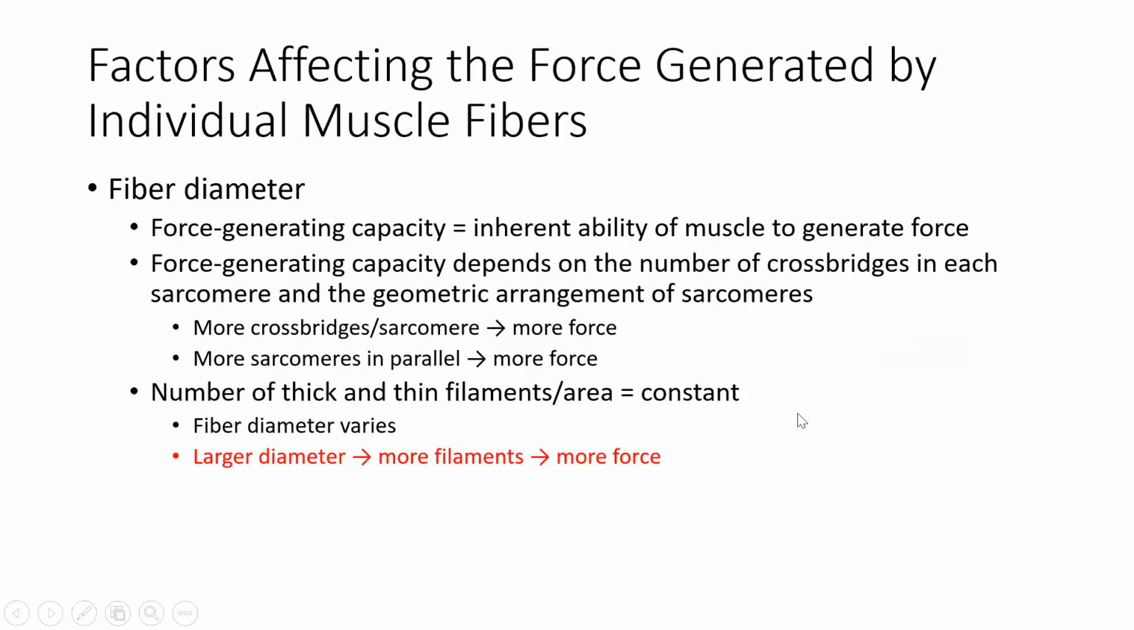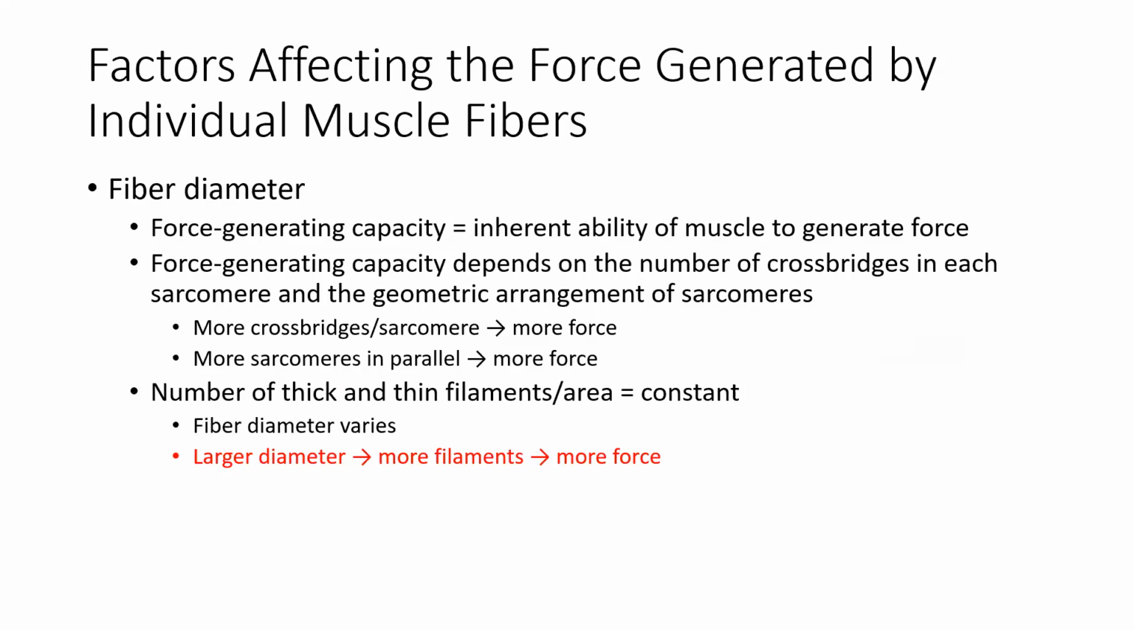Okay, so let's keep going here. So the next thing we'll talk about is the fiber diameter, because this is the second factor that we mentioned before. So just bearing in mind those two large umbrellas that we talked about at the beginning, that if we increase the amount of cross-bridge cycling, we'll increase the force. And if we increase the fiber diameter, we will also increase the force.